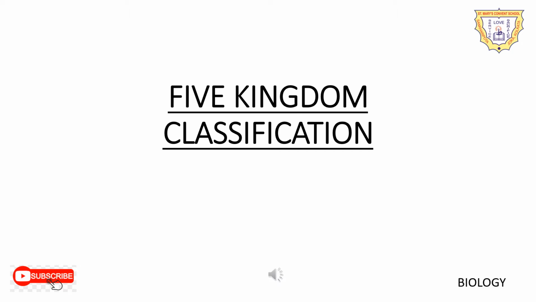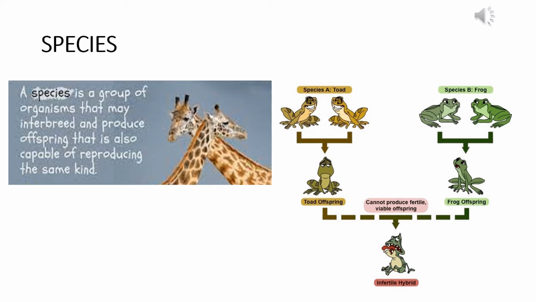The process of grouping the organisms into a particular group on the basis of their similarity and differences is known as classification. To classify the organisms into different groups, the first thing we need to know is what is a species. So a species is a group of organisms that may interbreed, that is, they reproduce within themselves and they produce fertile offspring, that is, the organisms that are produced from two organisms mating are also capable of giving rise to another organism of the same kind.